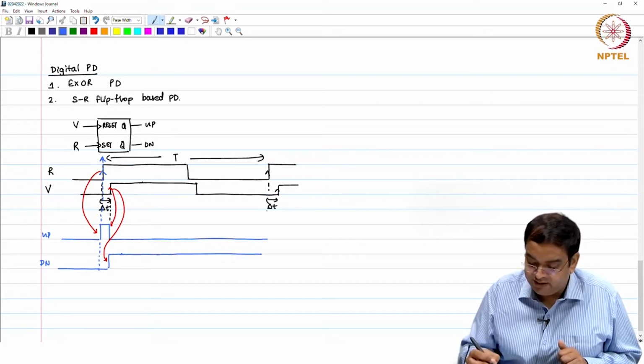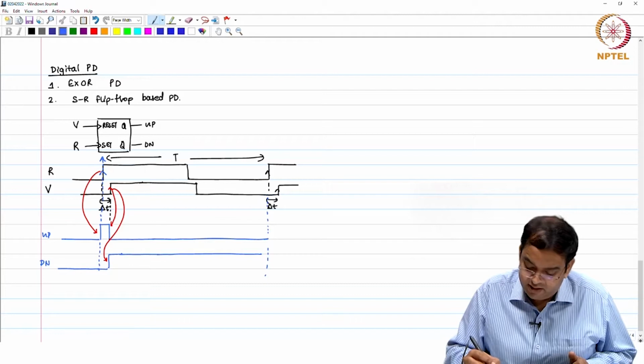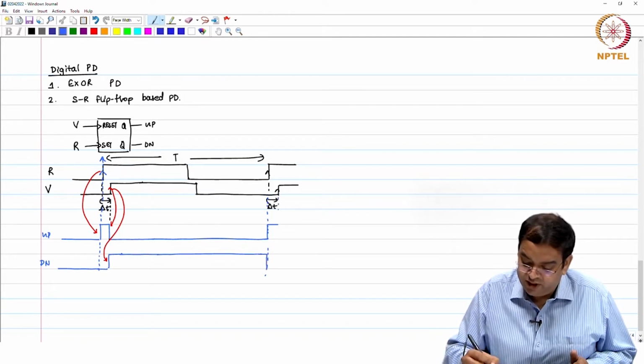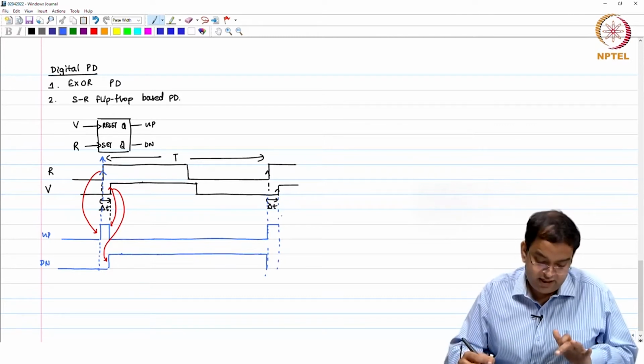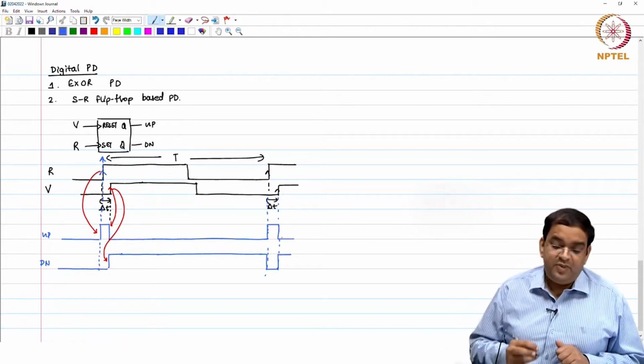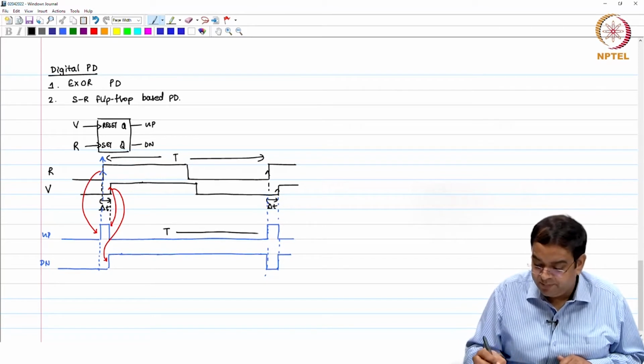This will remain like this, and this is going to be in the same manner. Next, again for the rising edge on R, up goes high, and then this goes low. Here you get a rising edge on V, so down will go high again and up will go low. So, this repeats at every clock period T.